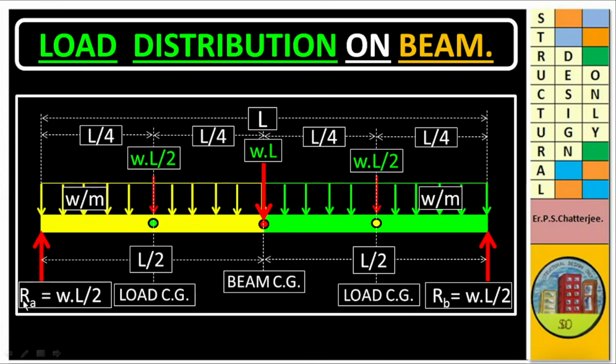RA, the reaction at left hand support, is equal to W into L by 2, and RB, the reaction on the right hand side, is equal to W into L by 2.